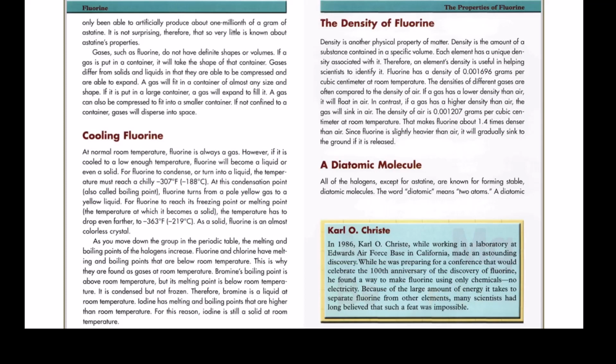Gases such as fluorine do not have definite shapes or volumes. If a gas is put in a container, it will take the shape of that container. Gases differ from solids and liquids in that they are able to be compressed and are able to expand. A gas will fill a container of almost any size and shape. If it's put in a large container, the gas will expand to fill it. A gas can also be compressed to fit in a smaller container. If not confined to a container, gases will disperse into space.